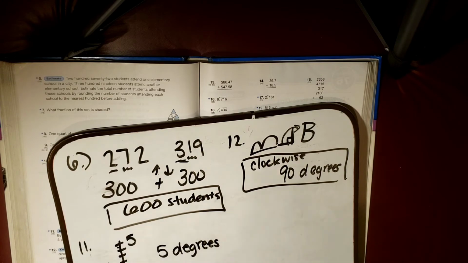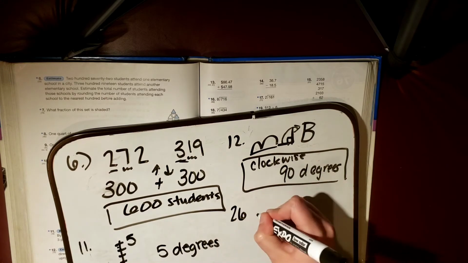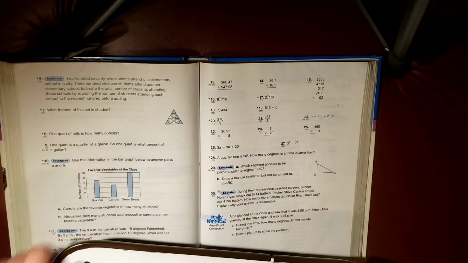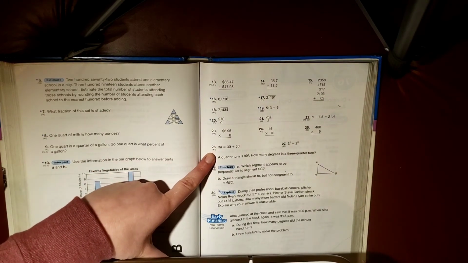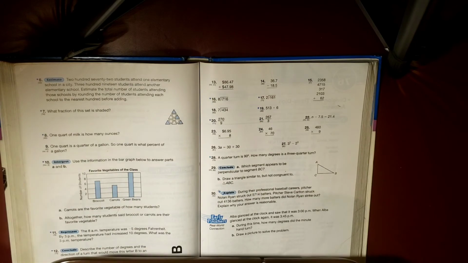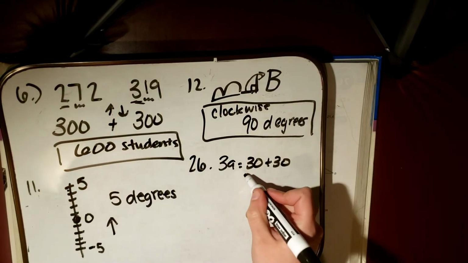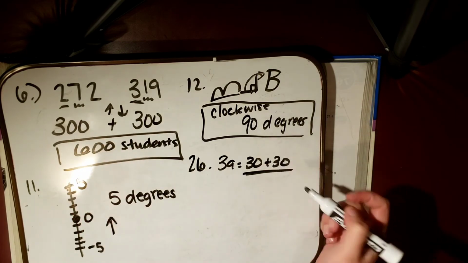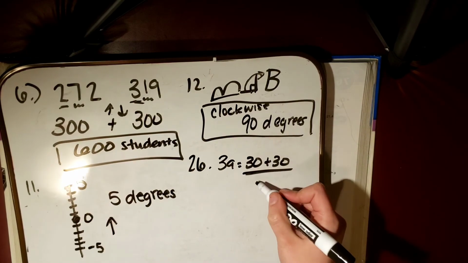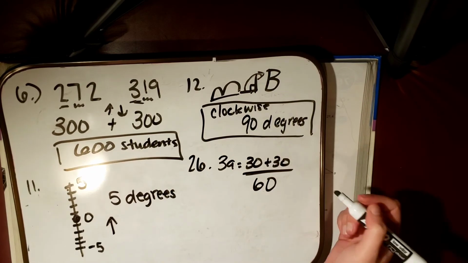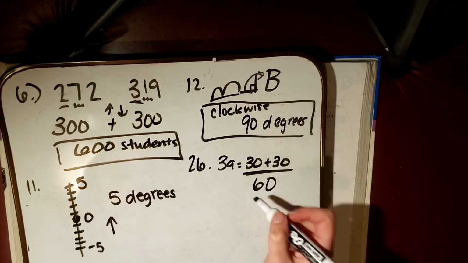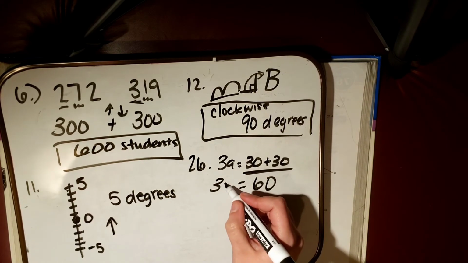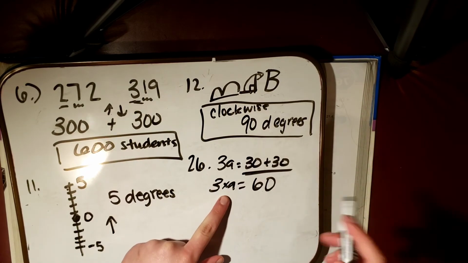And last one is number 26. So 26 is over here. We have 3a equals 30 plus 30. Alrighty. So first we're going to do 30 plus 30, which we learned over here. We can just add the 3's and then bring those zeros on down after. So 3 plus 3 is 6, and then that 0 can come back down. So 30 plus 30 is 60, and now we know 3 times a equals 60.